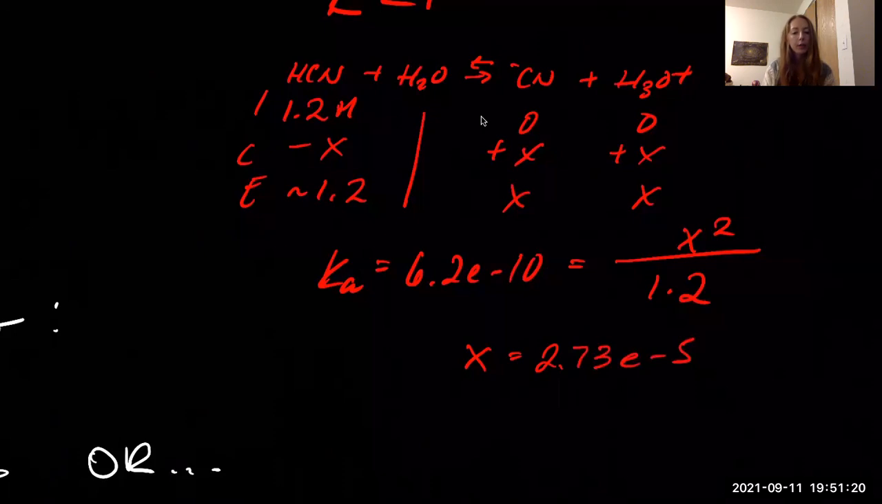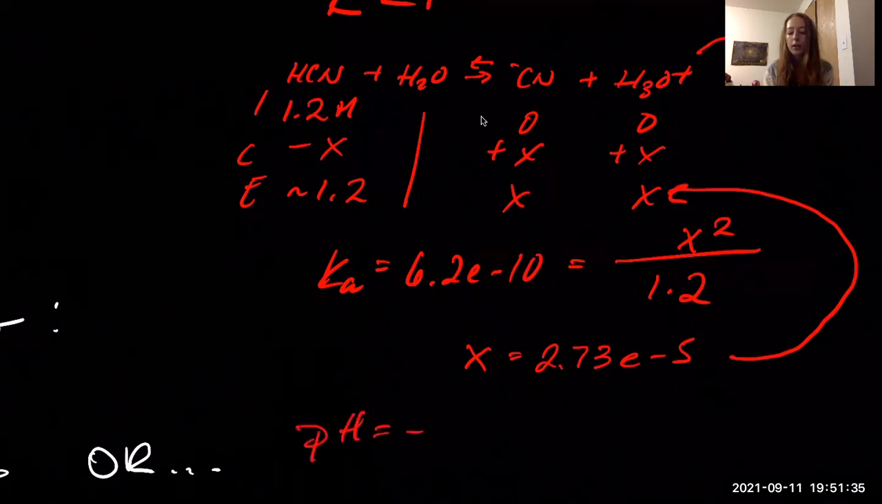Okay, so this will be our value for X. And then what is X equal? Why do we just do this? So X, remember, is equal to the H3O plus concentration, which is the same thing as the H plus concentration. And why is that important? Because the formula for pH is negative log of the H plus concentration. So to find the pH, we just need to do negative log of this.